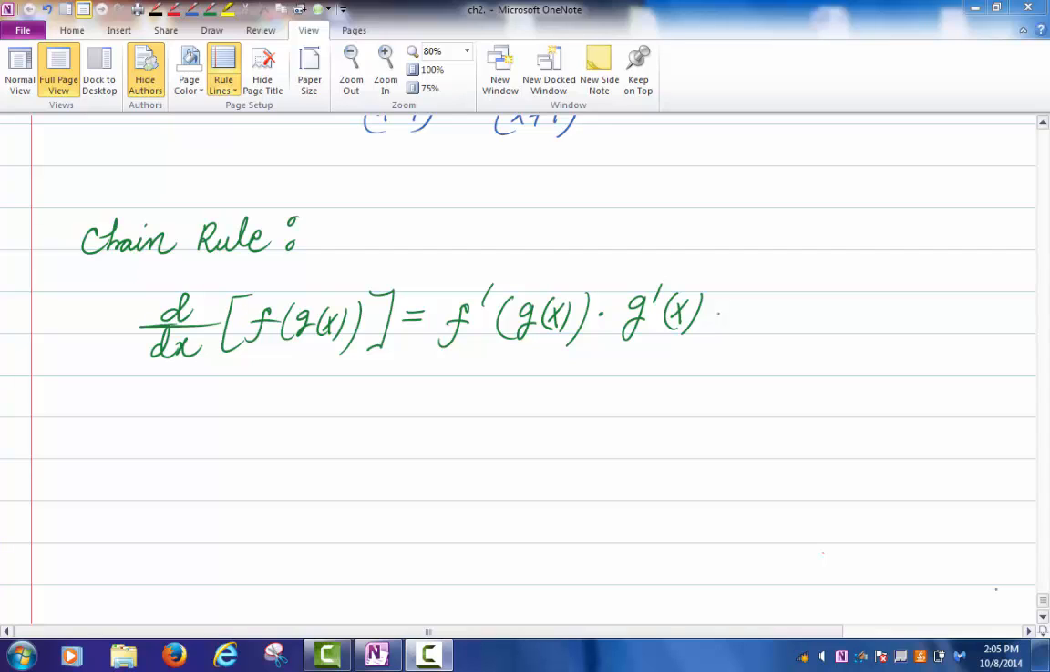Okay, so if you have f of g of x, the composition, f is the outside, g is the inside, right? And once again, the derivative of the composition f of g of x is equal to the derivative of the outside evaluated at the inside multiplied by the derivative of the inside. And let's look at another example today.